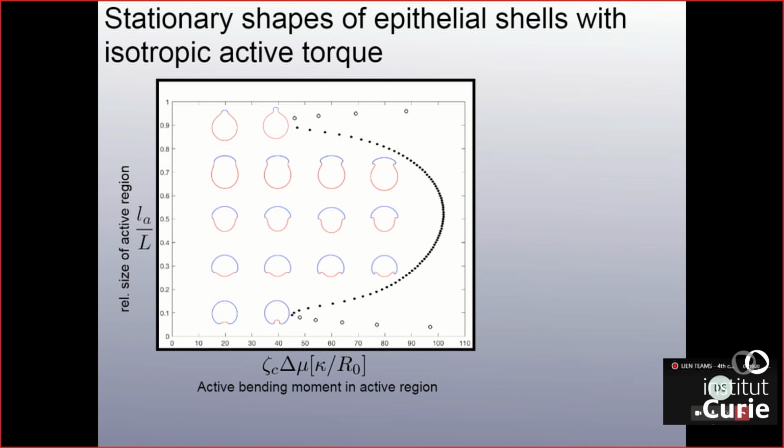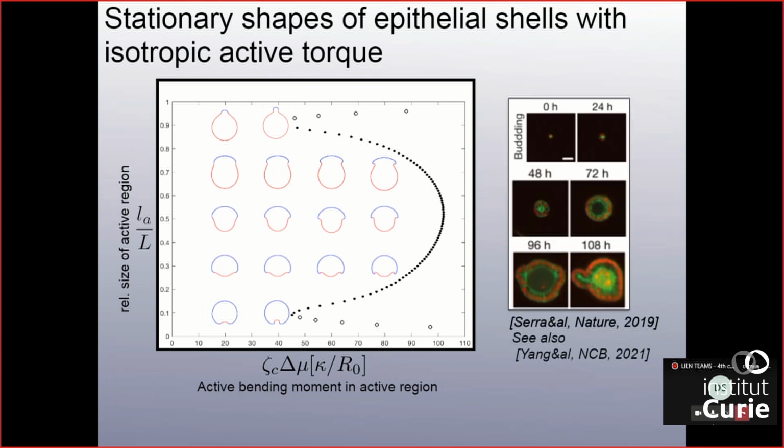This is a phase diagram that shows on the x-axis the magnitude of the active bending moment in the active region, and on the y-axis the size of the active region. And most of the time there is either invagination or evagination of a bud. This is in fact something that is seen in intestinal organoids. You can see a set of images here, from the Liberali lab. You can see that these cysts are growing, and at some point they are indeed forming a bud. This has been described also in this paper theoretically using a similar approach, saying that different parts of the tissue have a different spontaneous curvature, which is what these active bending moments are generating.